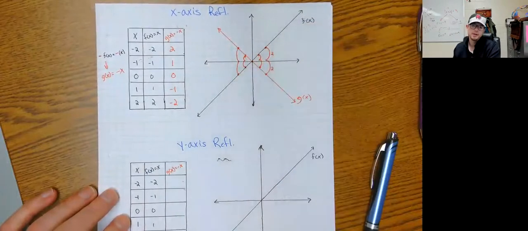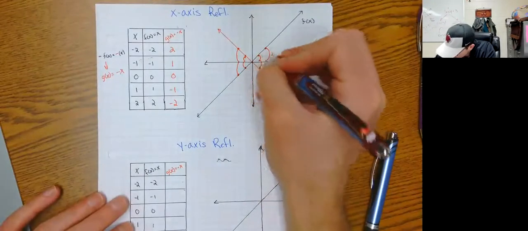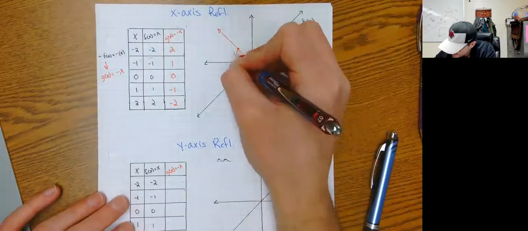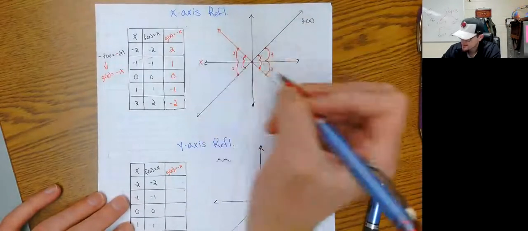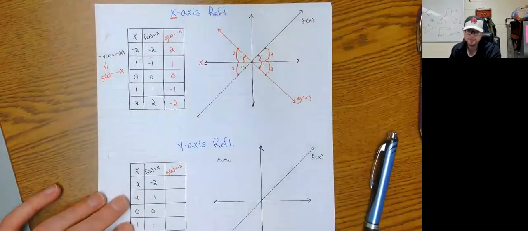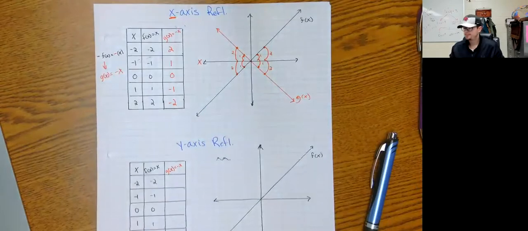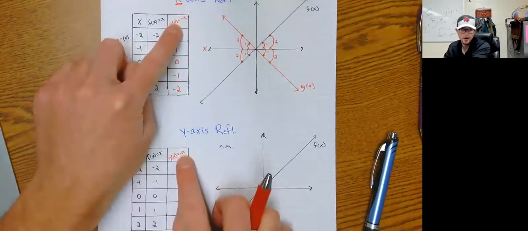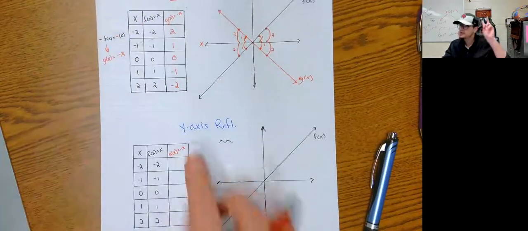Sound effects make it better, but it's been reflected, right? 1 unit, 1 unit, 1 unit, 1 unit, 2, 2, taking every point and reflecting it over the x-axis. Okay, let's do the y-axis. And if you notice, you already have written down, they're the same, and we're going to find out why they're the same for this special case.